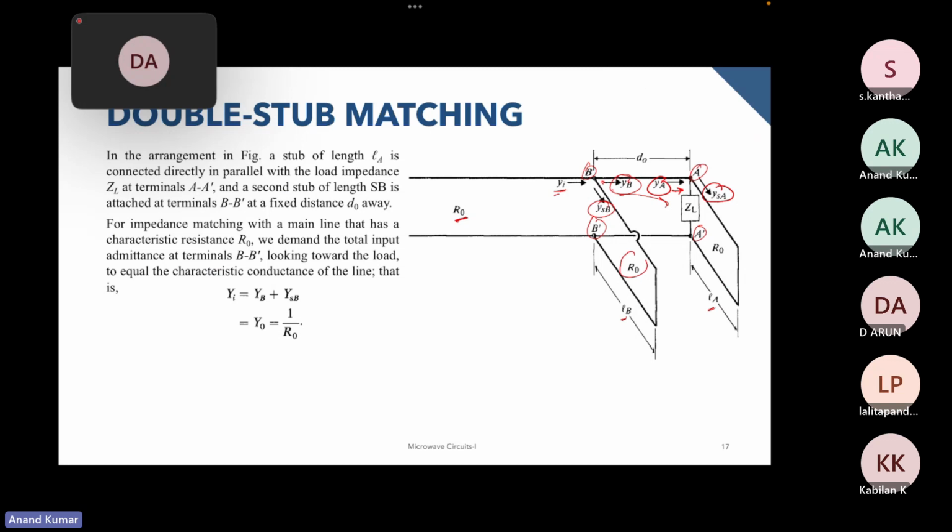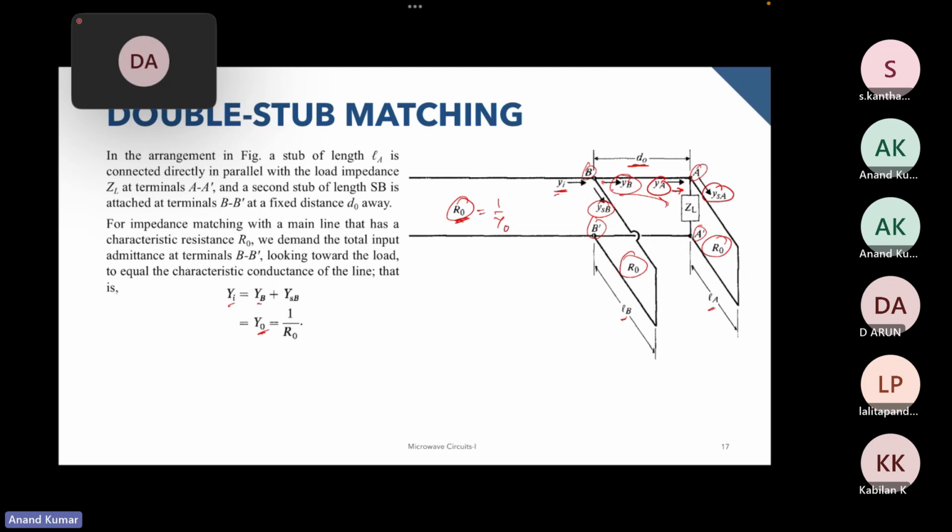And remember that the characteristic impedance of these stubs are all R naught. The distance between these two is given by d naught. Now the final goal is to match this yi to y naught, which is equal to 1 by R naught. So R naught is equal to 1 by y naught.